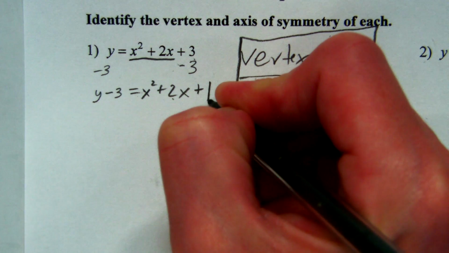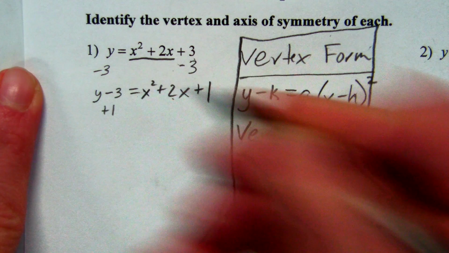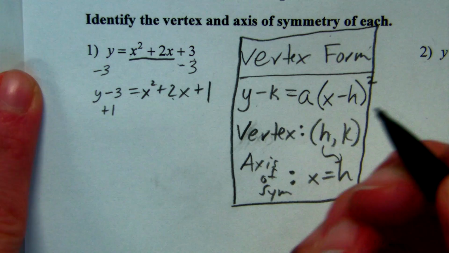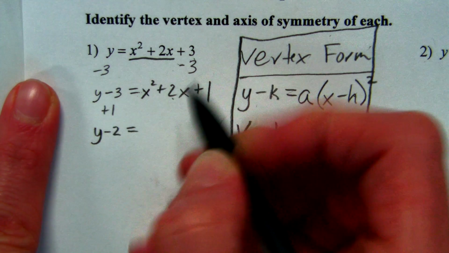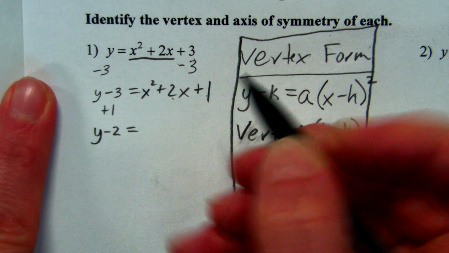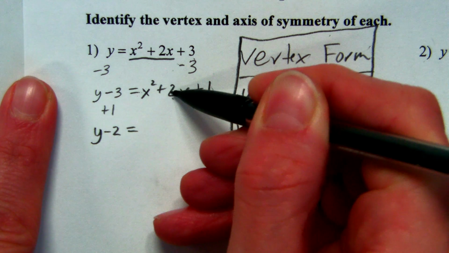This is an equation, so if I add 1 to the right side of the equal sign, I have to add 1 to the left side. That's why this number is important. And so then I would just have y minus 2. And we can factor this. It multiplies to make 1 and adds to make 2.